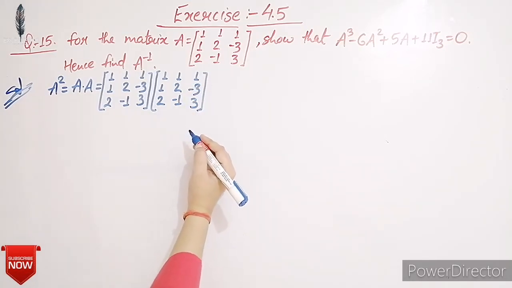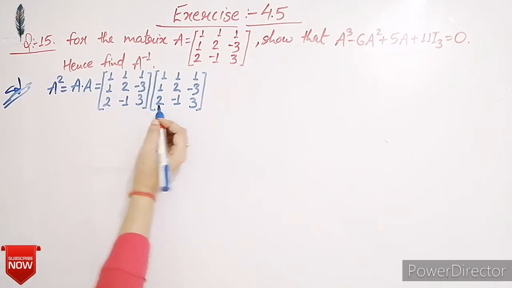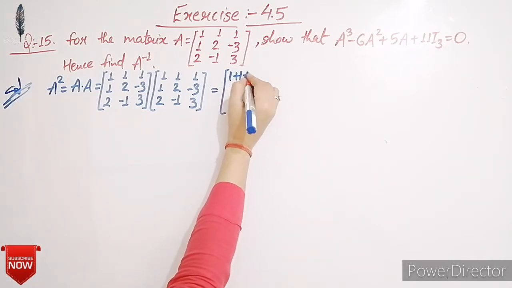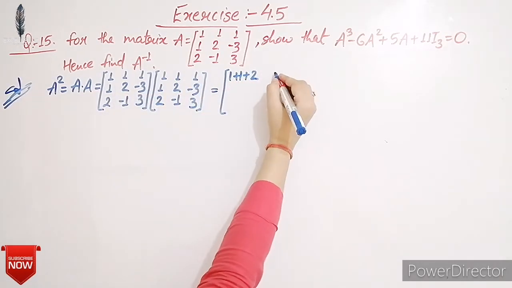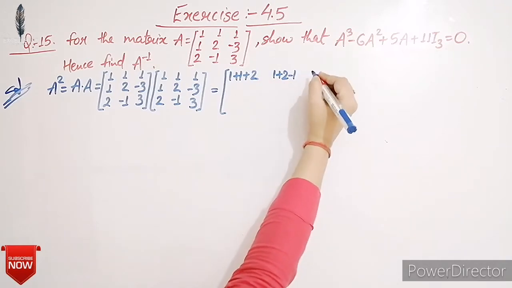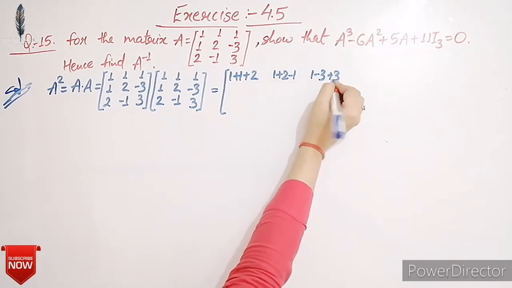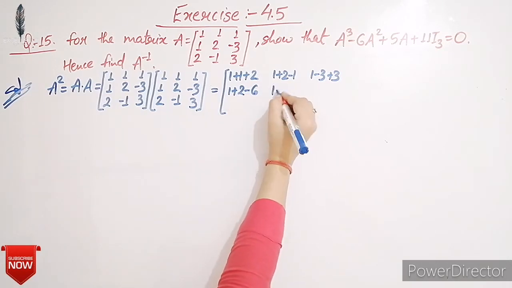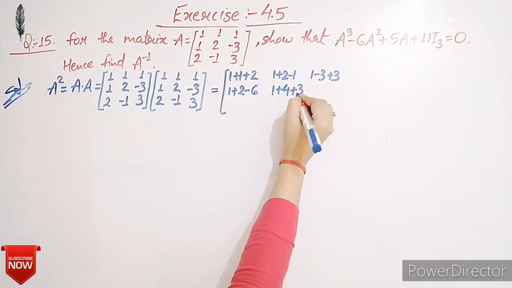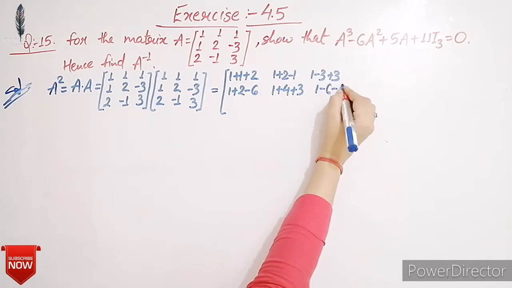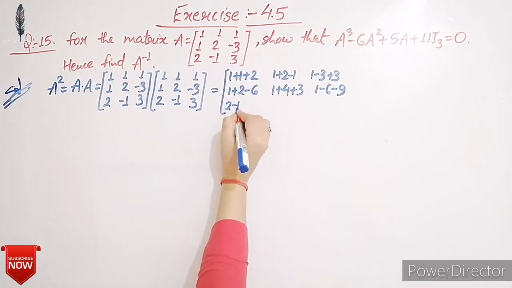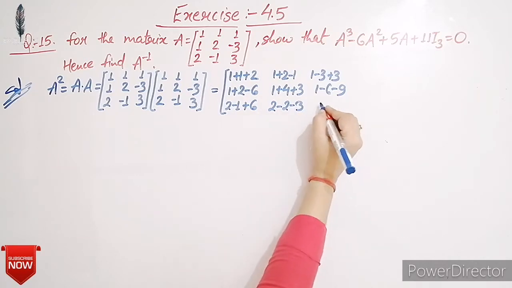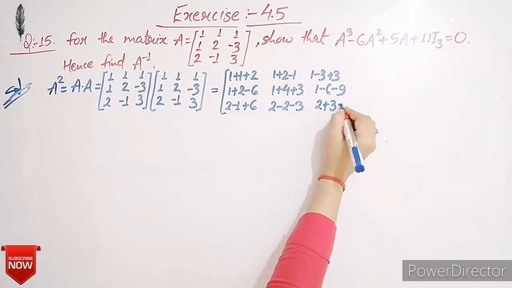On multiplying, we have first row by first column: 1 plus 1 plus 2. First row by second column: 1 plus 2 minus 1. First row by third column: 1 minus 3 plus 3. Now second row by first column: 1 plus 2 minus 6. Here 1 plus 4 plus 3. And here 1 minus 6 minus 9. Now third row by first column: 2 minus 1 plus 6. Here 2 minus 2 minus 3. And third row by third column: 2 plus 3 plus 9.